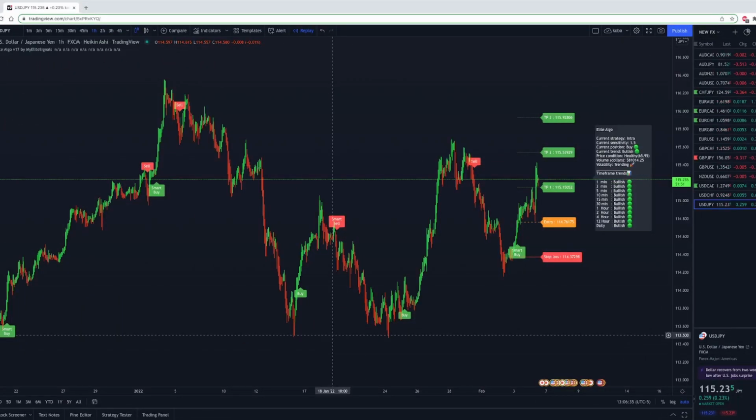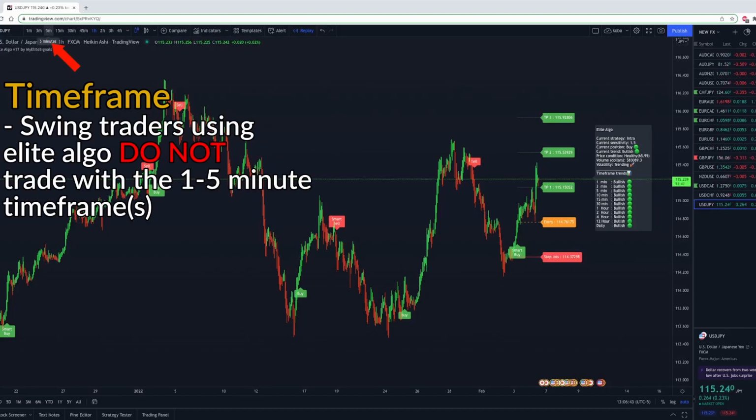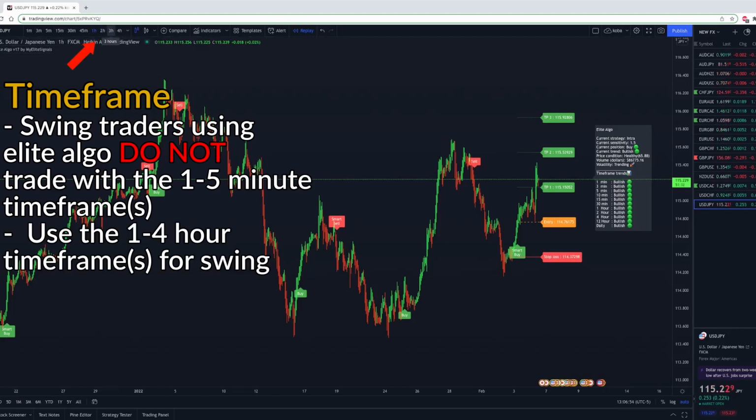Now, the first thing you guys need to do is make sure that you are on the right time frame to swing trade. You do not want to be swing trading on the 1 minute, 3 minute, 5 minute time frames. Those time frames are strictly just too fast, so you're not gonna be able to do swing trading properly on those. Instead, you're gonna want to be using the 1 hour, 2 hour, 3 hour, or 4 hour time frame. My personal favorites are the 1 hour and the 4 hour, so I usually stick to those. But you guys can experiment there and see which one you like best.